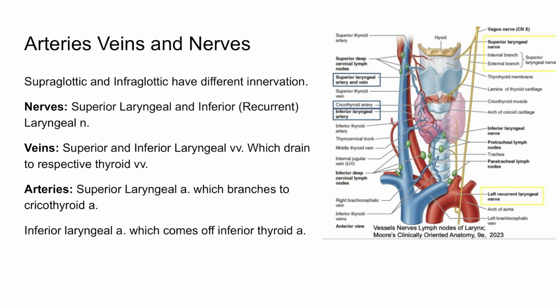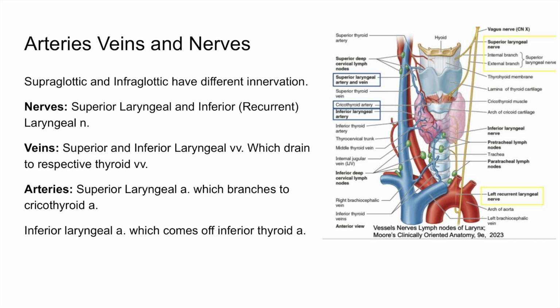The blood supply mirrors this organization. The superior laryngeal artery from the superior thyroid artery supplies the upper larynx, while the inferior laryngeal artery, which is a branch of the inferior thyroid artery, supplies the lower portion. And venous drainage follows the same pattern, draining into the corresponding thyroid veins.